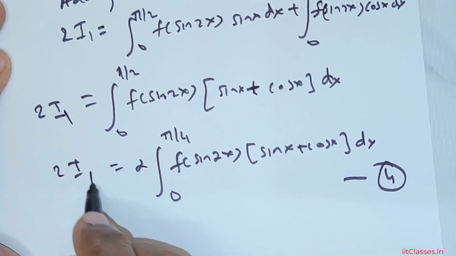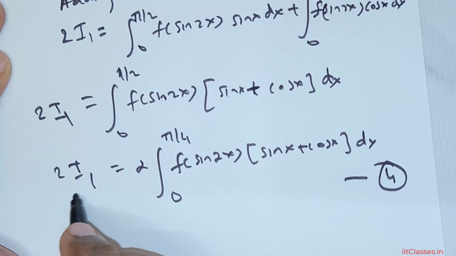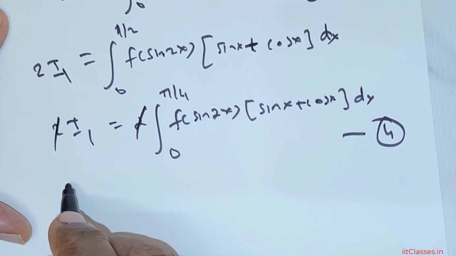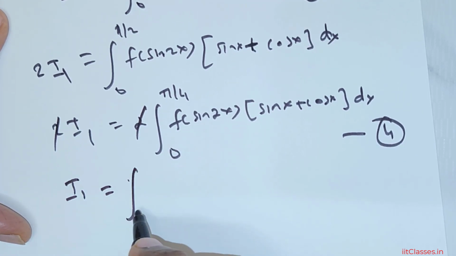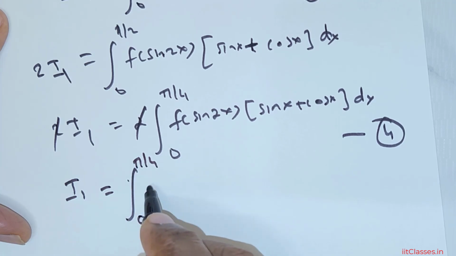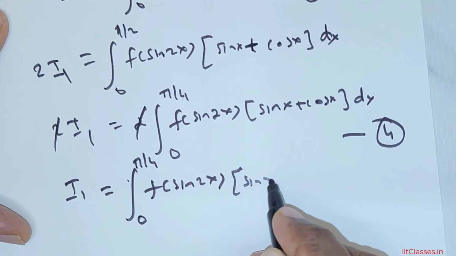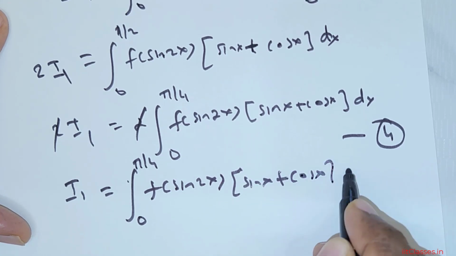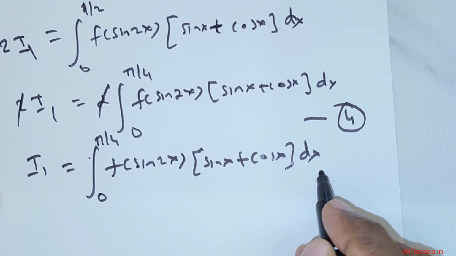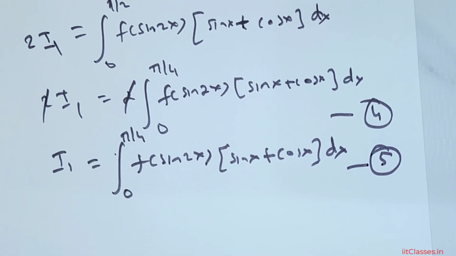Now you have 2I on the left hand side, so the 2 gets cancelled, giving you I1 is equal to integral 0 to pi over 4 f of sine 2x times sine x plus cos x times the dx. Okay, so I'll take that as 5.